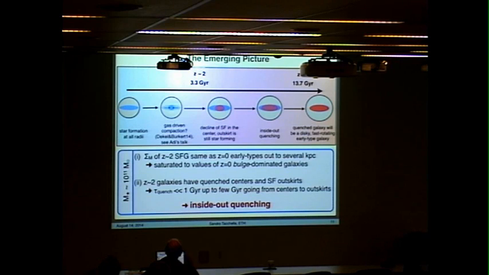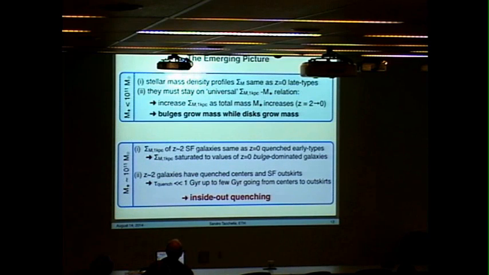Another point is that the redshift 2 galaxies have already quenched centers, so the specific star formation rate is reduced, and the star formation is happening in the outskirts. And when you calculate with a simple model how the quenching has to progress, we find that the quenching in the center is much less than a giga-year, and in the outskirts, it's several giga-years. So this implies this inside-out quenching. So I'm coming to the end of my talk. Thank you.